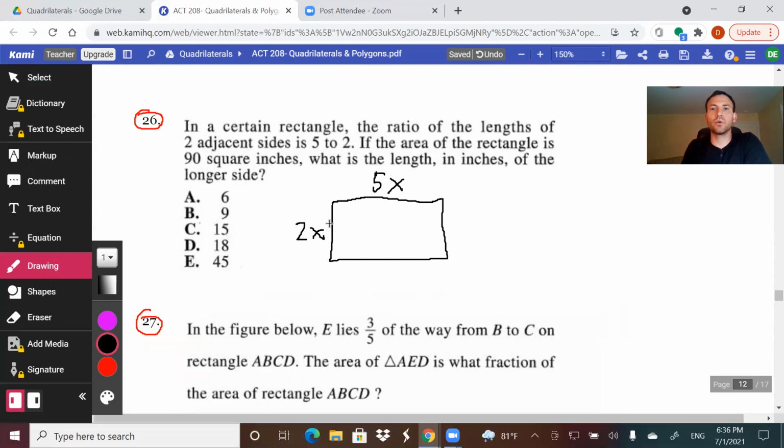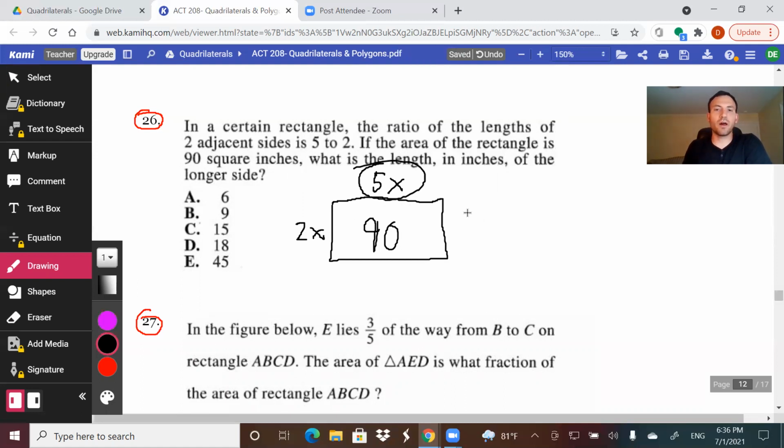I'm not calling it 2 and 5 because this could be 20 and this could be 50, or this could be, I don't know, 4, and this could be 10. We just don't know. So I'm just putting x next to it. So if the area of the rectangle is 90 square inches, what is the length in inches of the longer side? So it really wants to know what's 5x.